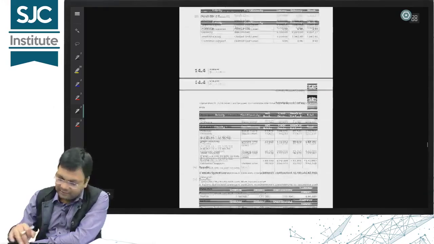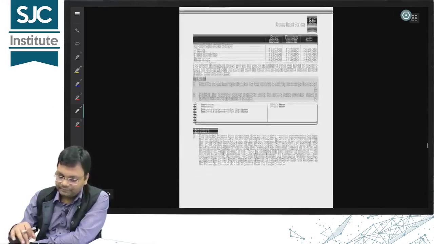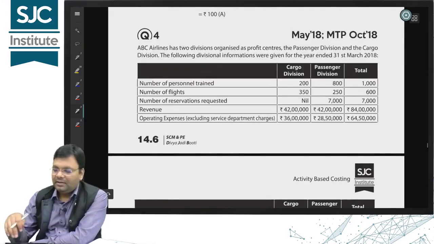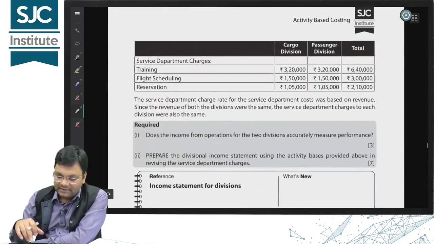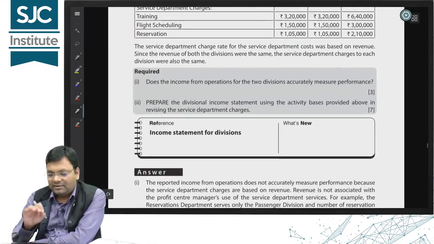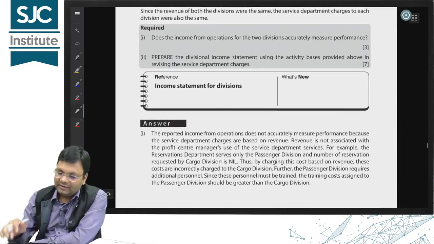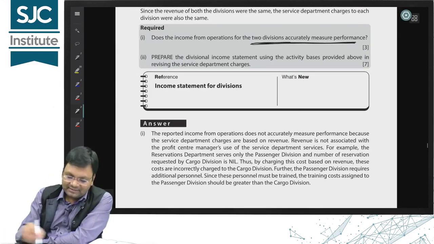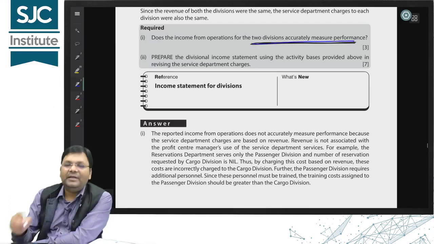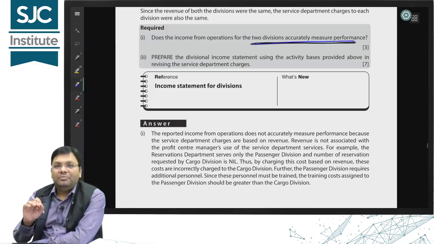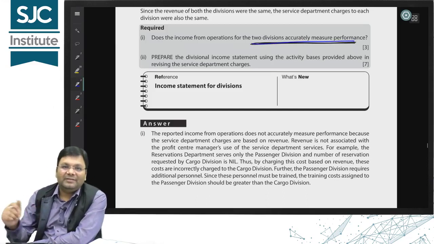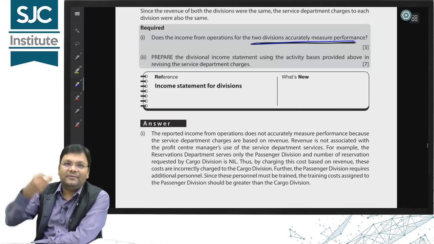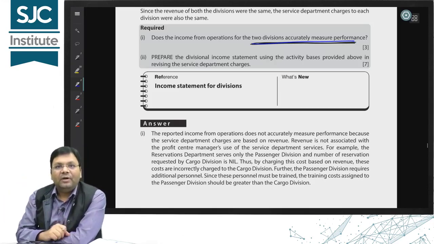Okay, if you come to question number 4 here, it is a very easy question which was asked in May 18, which you can do on the calculator itself. I just want to show a tricky area in writing the notes here. The question is first asking whether the current system is measuring performance accurately. The answer will be no, but usually you write just yes or no in the exam. You have to write with certain examples from the question. That is the beauty of the answer.